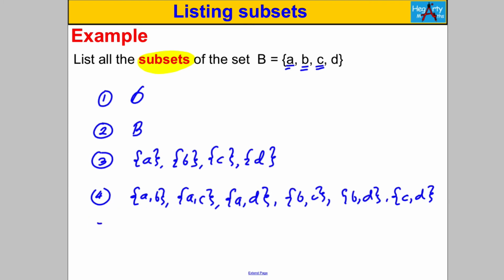And the fifth scenario is the case where we've got 3 of these elements. So again, let's imagine A is definitely one of those 3 elements. So if A is in it, then either B and C must be in it. That's one scenario.